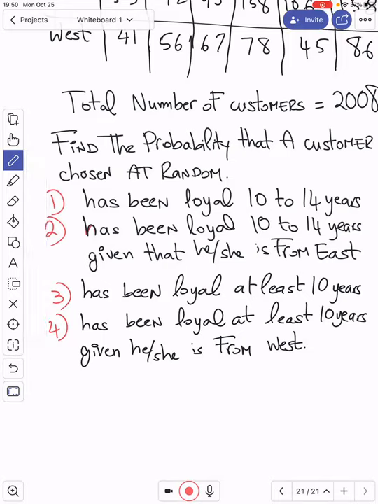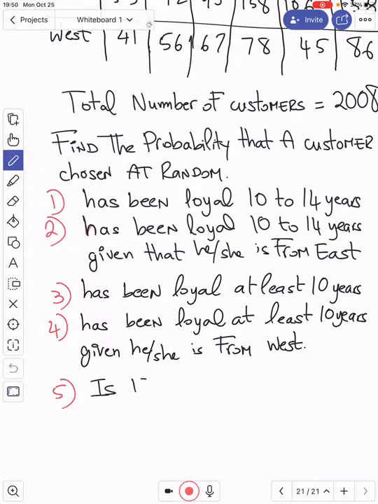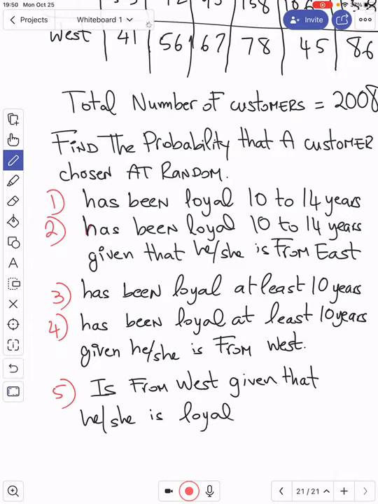Five. So the probability that this customer is actually from the West, given that he or she, she or he has been loyal less than 1 year.